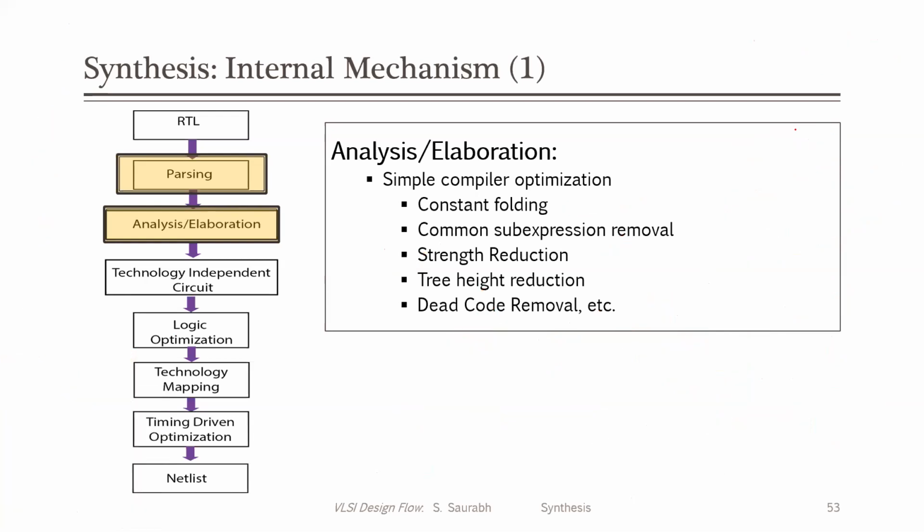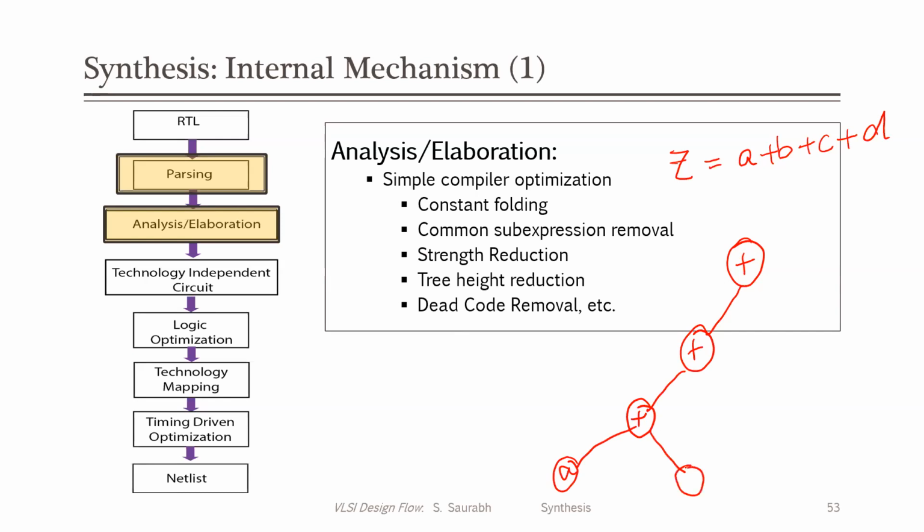Okay, suppose you wrote an expression z is equal to a plus b plus c plus d, right? Now if you try to implement it, you can say that this is an adder, a, b, right? So whatever is coming, the output of it goes to c, and whatever the output goes to c plus d, and this is your z, right?